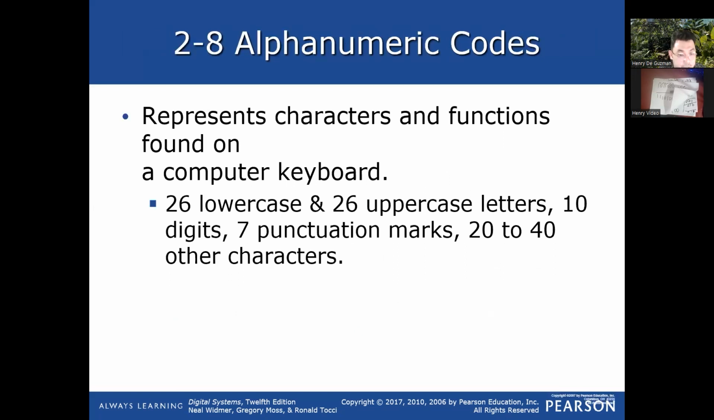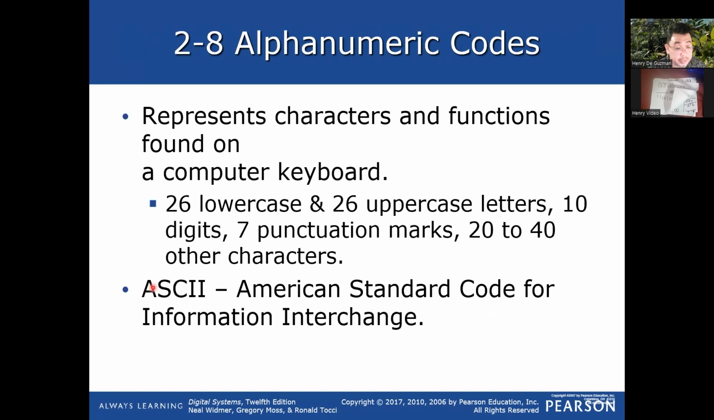Then the alphanumeric code represents characters and functions found on a computer keyboard. 26 lowercase and 26 uppercase letters, 10 digits, 7 punctuation marks, 20 to 40 other characters. So that represents the alphanumeric code na ginagamit sa keyboard. And that is normally an ASCII code. An ASCII code is the American Standard Code for Information Interchange.